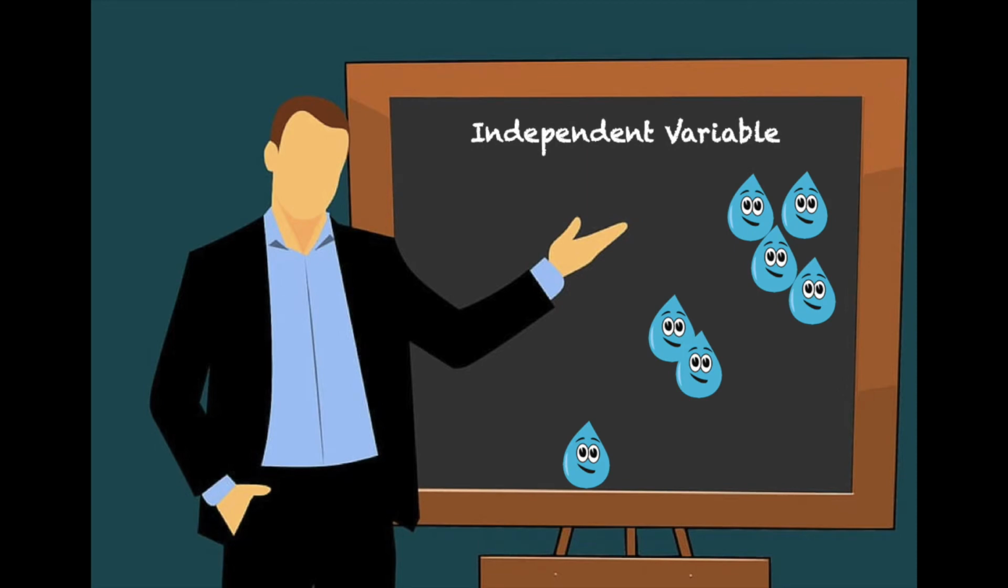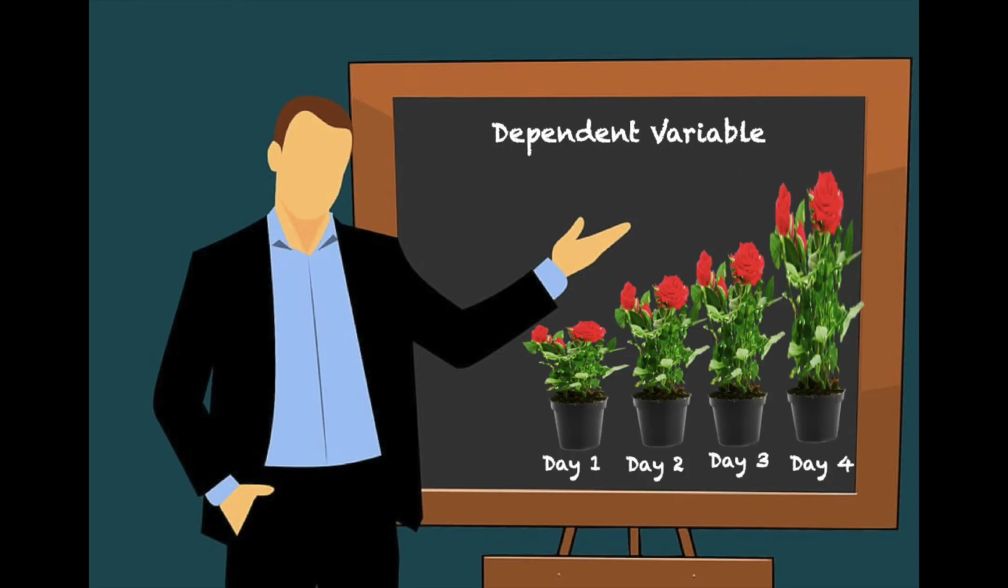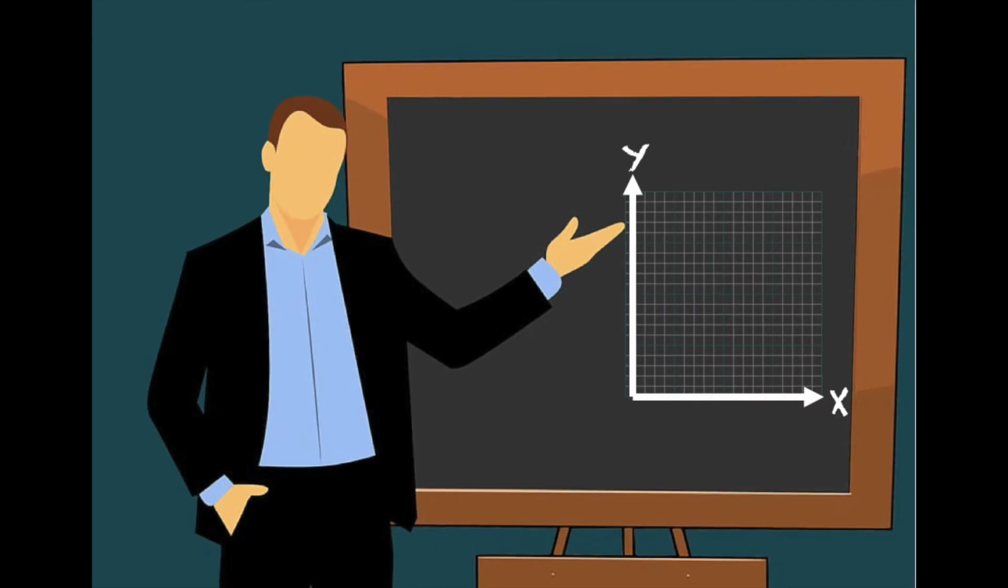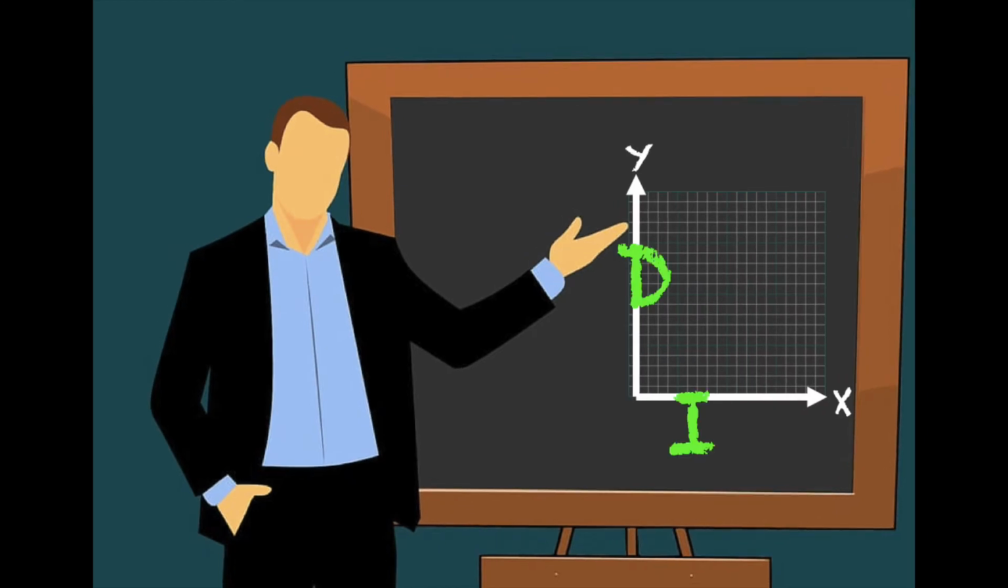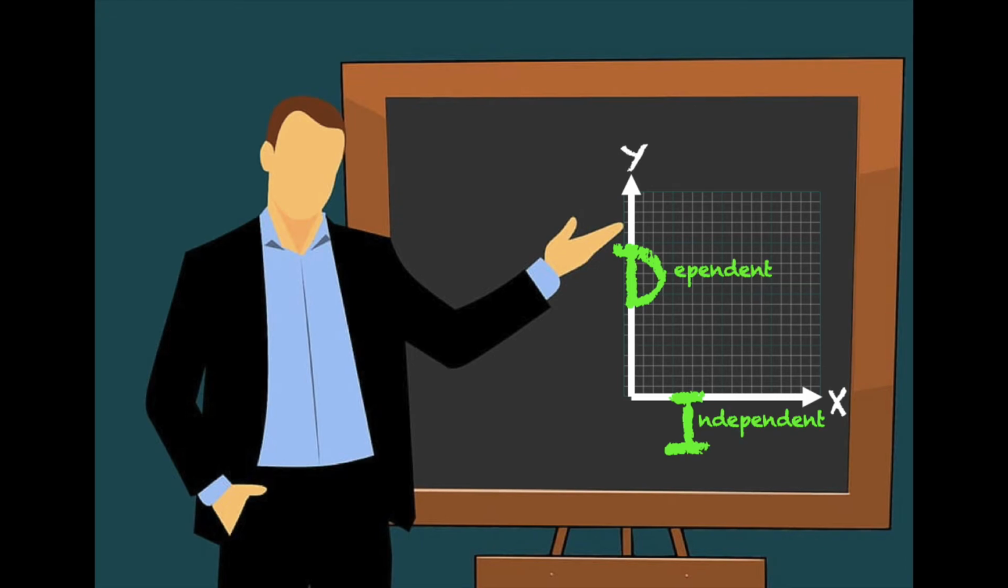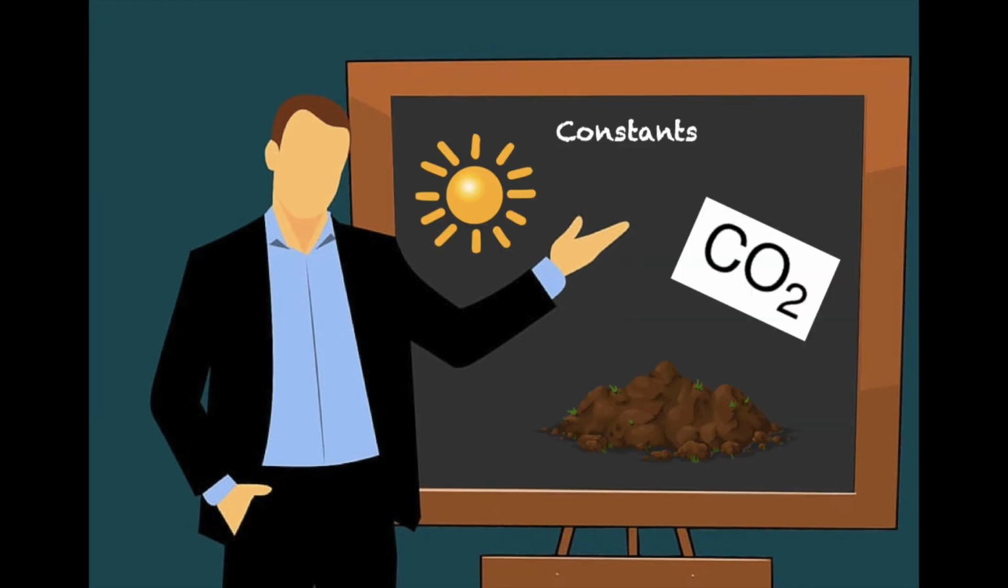The independent variable is what you have control over. The dependent variable would be the outcome of your experiment. Remember, later on, while you're organizing your data, the dependent variable goes on the y-axis and the independent variable will go on the x-axis. The constants are the variables that you keep the same throughout your experiment. In this example, we would keep the CO2 levels, soil type, and sunlight amount the same for all test groups in our experiment. This will allow us to focus on only water's impact on plant growth.